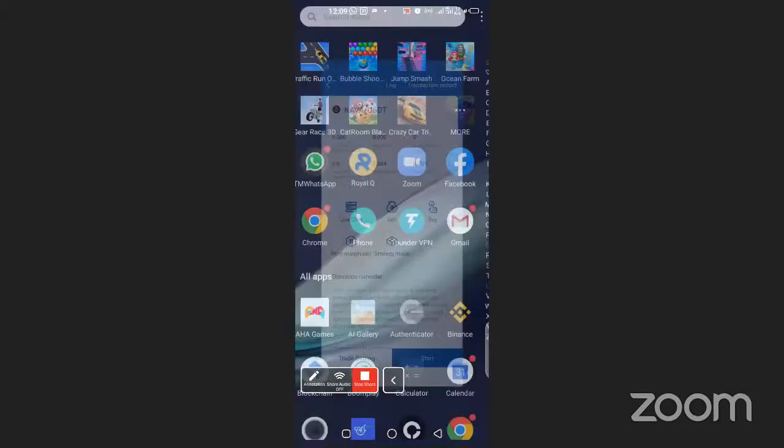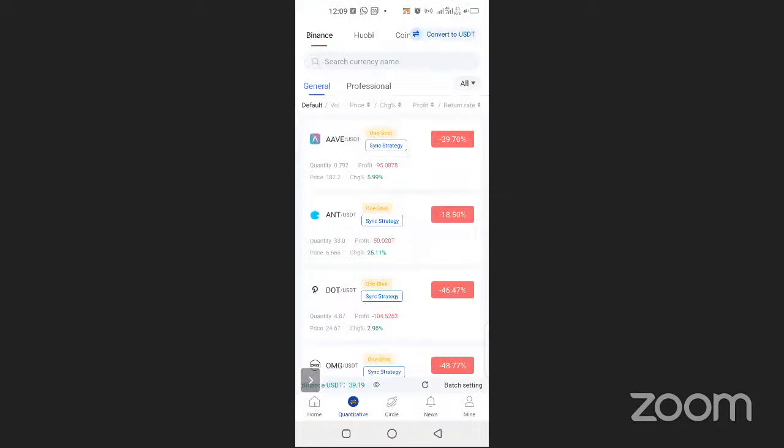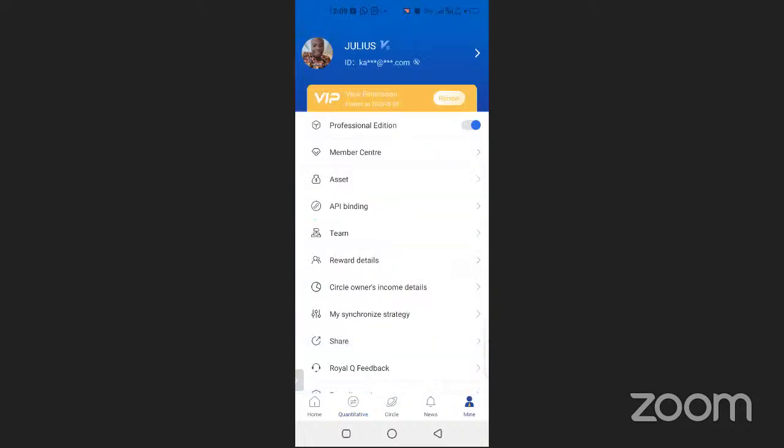You understand? Now, every, I think, is it 3 months or 2 months, Royalq does what we call, let me first show you. Let me come back here, if I could find it. Royalq lists coins, all right? It's called the voting time. Royalq lists coins.